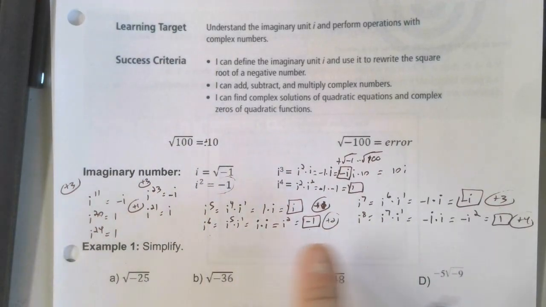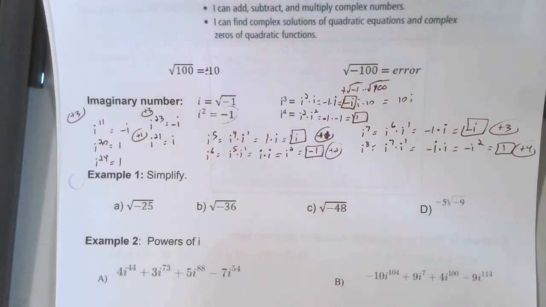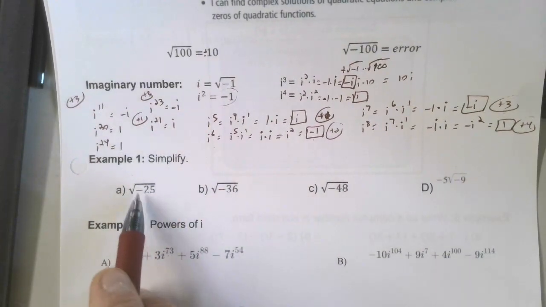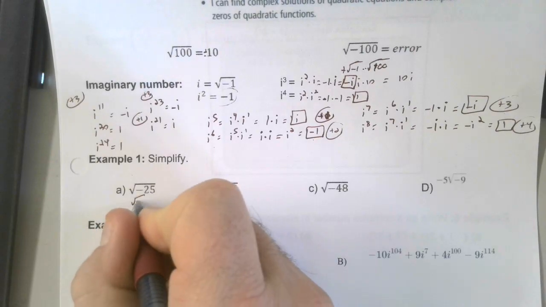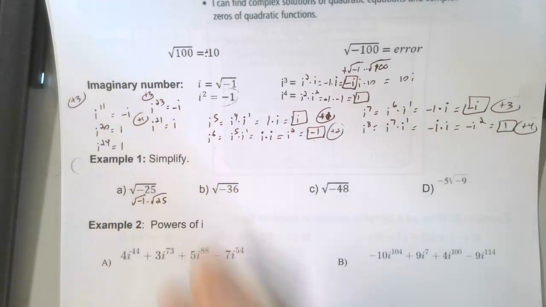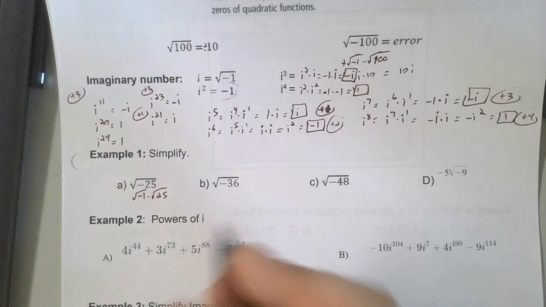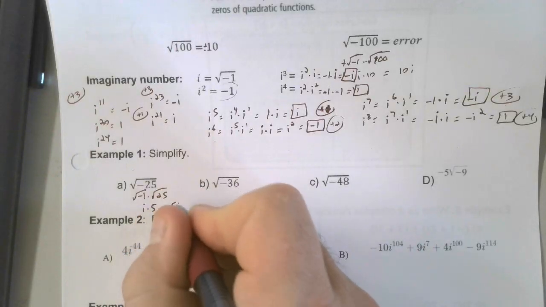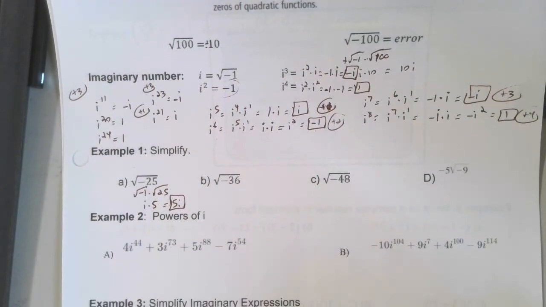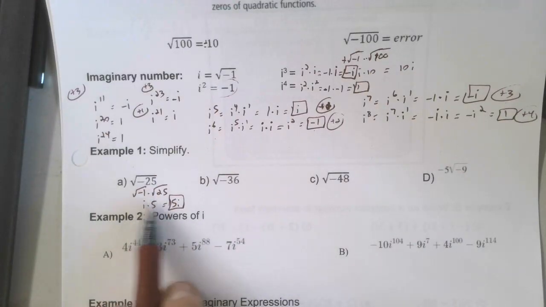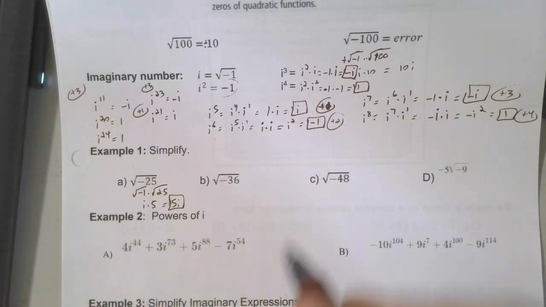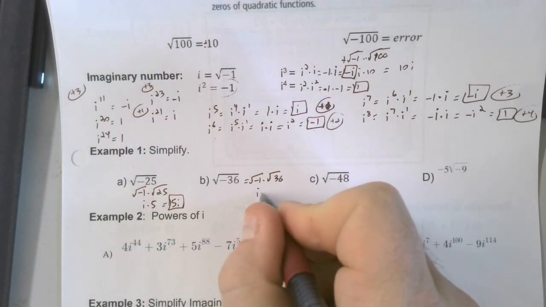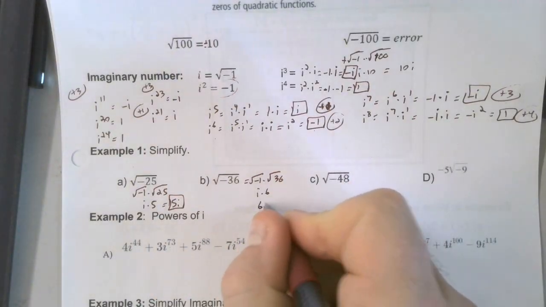So that's how you take a power. Okay. All right. So notice the square root of negative 25 is the square root of negative 1 times the square root of 25, which becomes i times 5. So we keep the positive root when we simplify. So this one would be the square root of negative 1 times 36, which becomes i times 6, which is 6i.